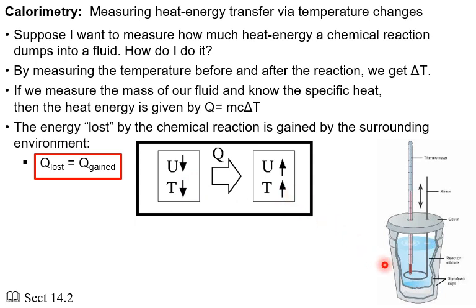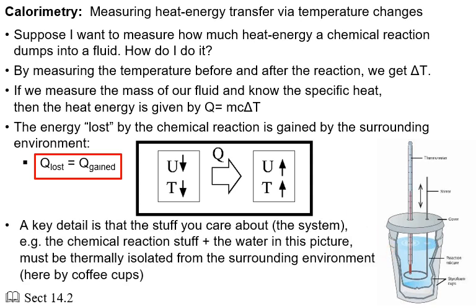And a simple example is this styrofoam cup calorimeter that you could use if you wanted to. A key detail here is that the stuff that you care about, the system, so in this case your chemical reaction, the chemicals that are undergoing that reaction, and the water in the picture, needs to be thermally isolated from the surrounding environment. So in this example, you would use styrofoam cups to do that thermal isolation. For instance, you could put one cup inside another. That's going to create a pretty good thermos, and that will mostly isolate this system here.